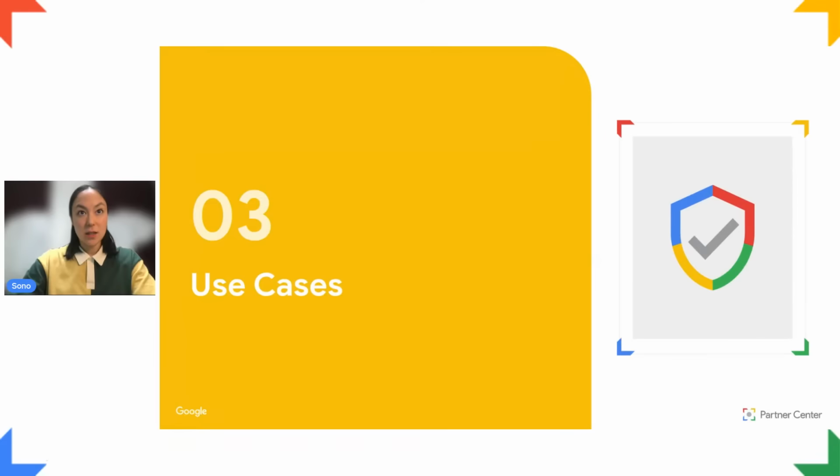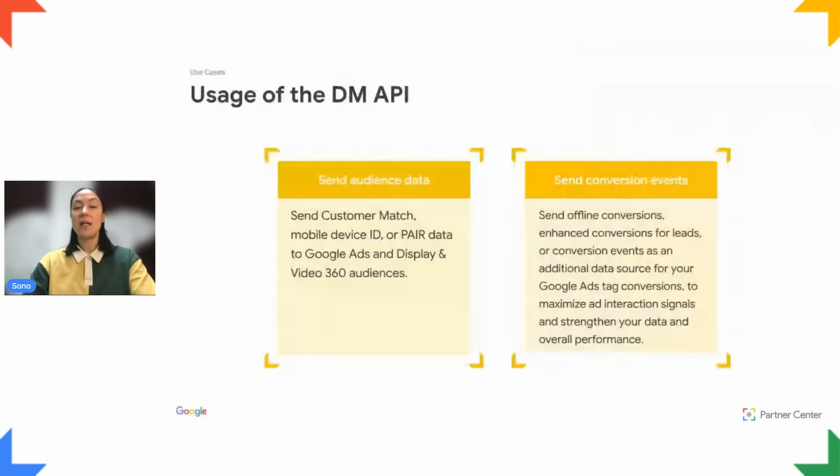Going to the next section, which shows you the different use cases that Data Manager API is available for as of now. Since we are in the early stages of the DM API, we're using it for data ingestion, and the API handles two distinct data types. And that's something Yannick has already mentioned before. We are able to send audience data, but we are also able to send conversion events.